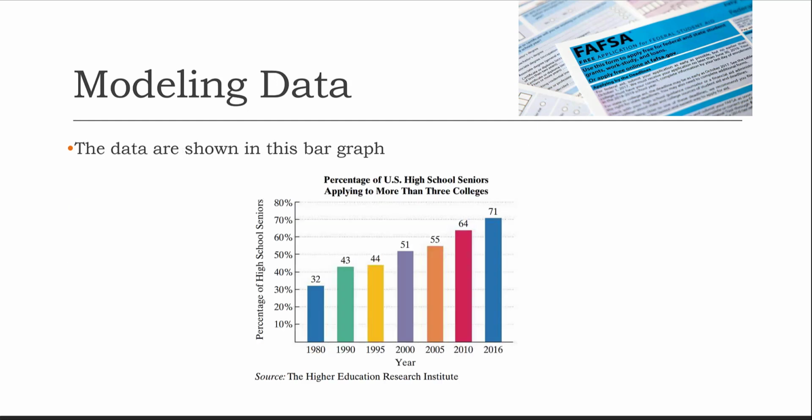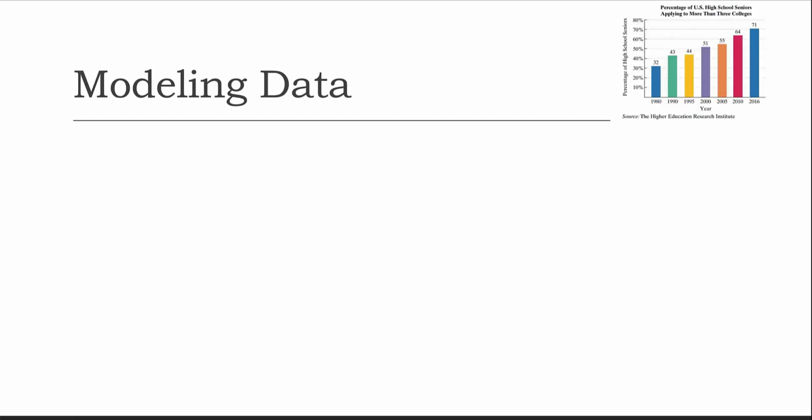So along the x-axis, we see the years, 1980. There's not the same number of years in between, but there are 7 different years represented. And along the y-axis, it shows us the percentage of high school seniors that applied to more than 3 colleges.